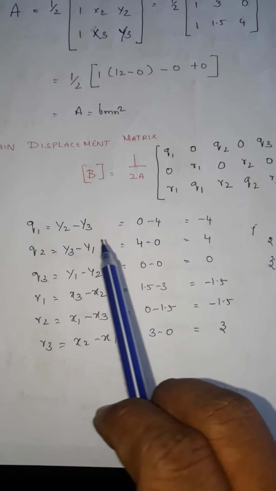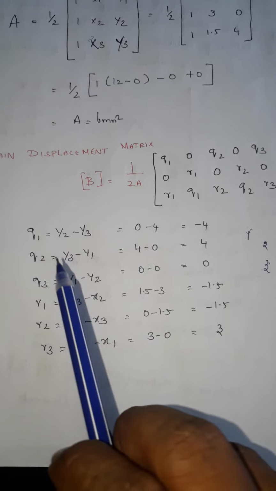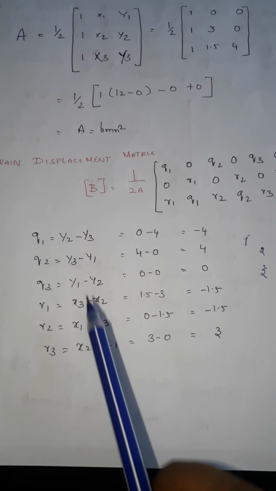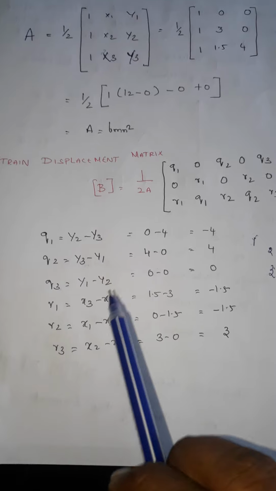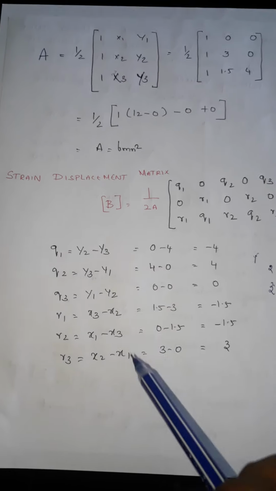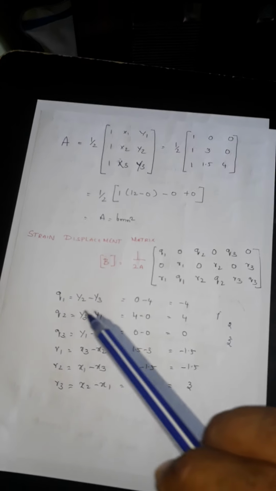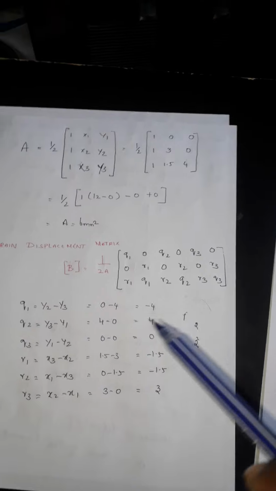y2 minus y3, x2 minus x2, y3 minus y1, x1 minus y3, and lastly y1 minus y2, x2. So exactly opposite to this. Easily you can make it up in this format. I have written the values from y2 minus y3, x, all given in the triangle.